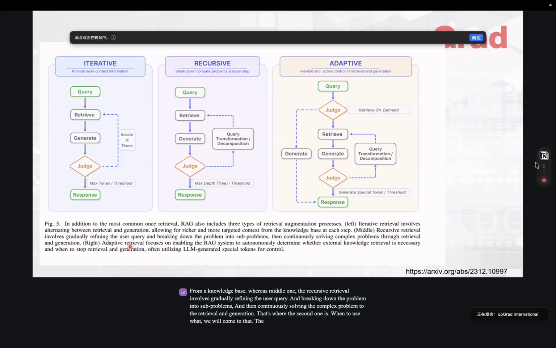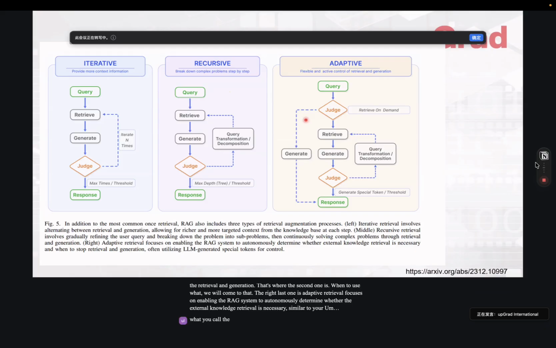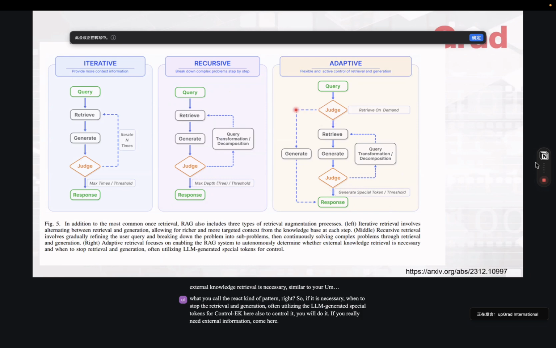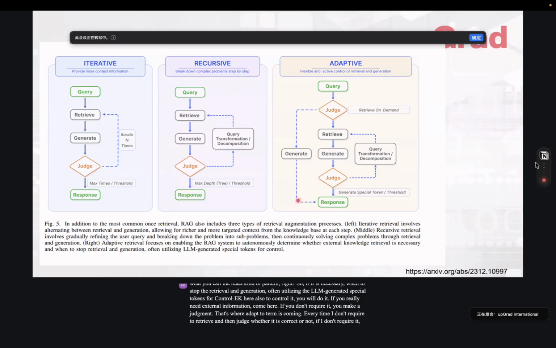The last one, adaptive retrieval, focuses on enabling the RAG system to autonomously determine whether external knowledge retrieval is necessary, similar to the ReAct kind of pattern, right? And if it is necessary, when to stop the retrieval and generation, often utilizing LLM-generated special tokens for control. If you really need external information, come here. If you don't require it, you make a judgment. That's where the term adaptive is coming from. Every time I don't need to retrieve and then judge whether it is correct or not. If I don't require it, I happily generate directly.